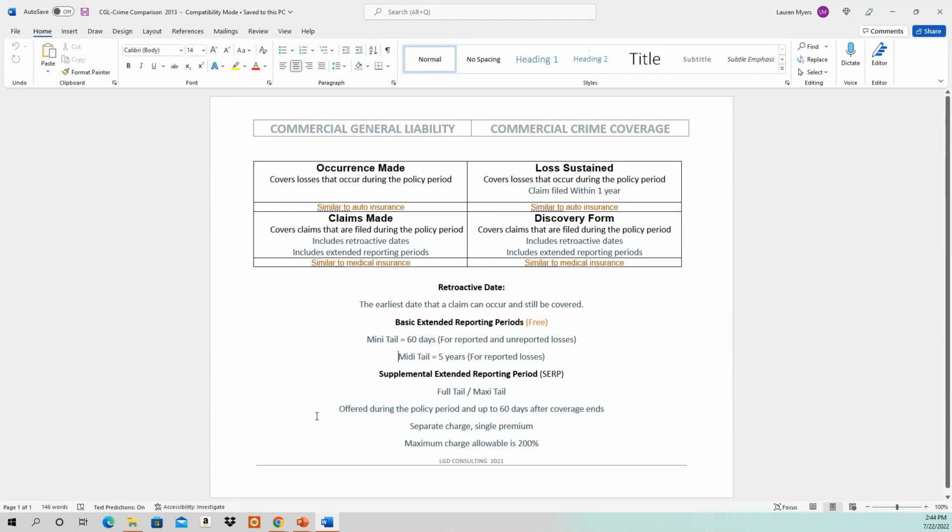Remember, with the extended reporting periods, we're not extending coverage. We're just giving you more time to file a claim for a loss that happened during this particular policy period. Okay, that's what that's about. This one's like a separate policy, a separate charge. The maximum they can charge you for this extended reporting period is 200%, or 2 times, your commercial general liability premium. Okay. So I hope that helps. But if you get this top section down pretty well, that'll help you out a lot. Okay.